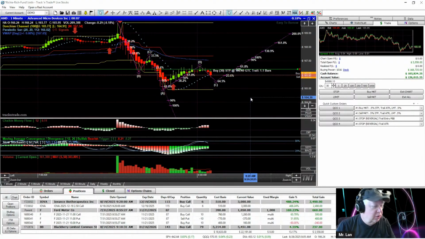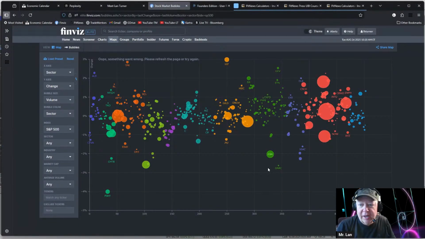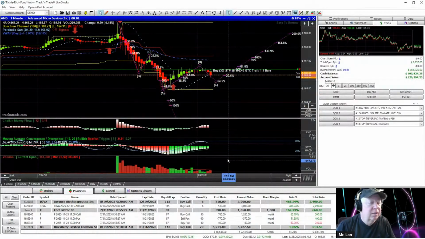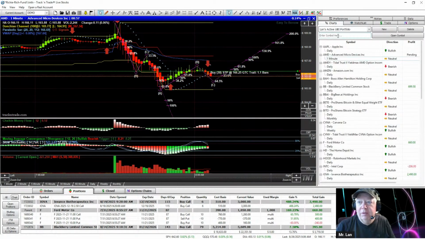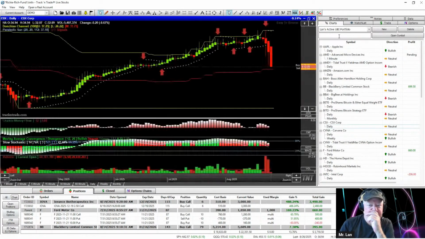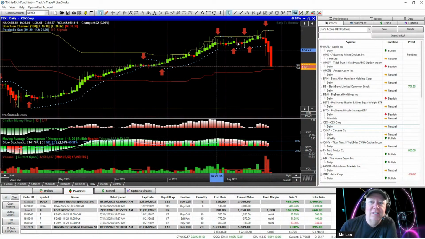All right, so we're going to go look at CSX, right? Because that's the train company, shipping company. Okay, let's go. While that's doing its thing, we're going to come over here and go to CSX. Oh, look at that. That's beautiful. That's exactly what you want to see. That's a beautiful market.